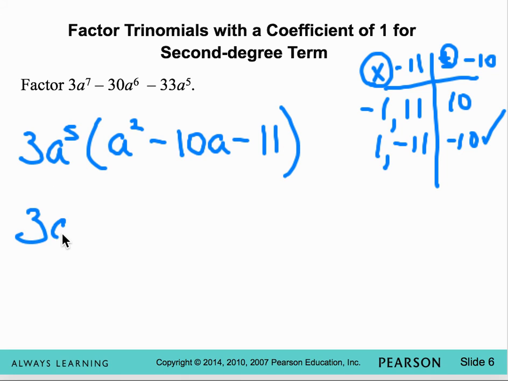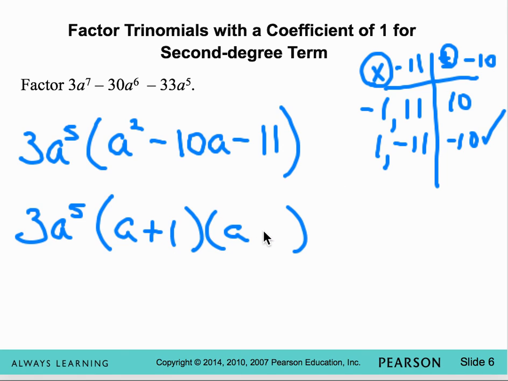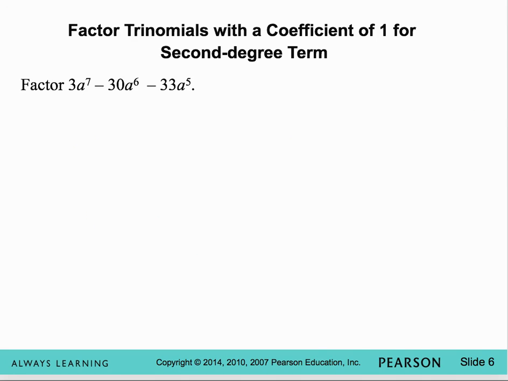Now don't forget this factor. That's just 2 factors we've already found. I know it's going to be an a and an a. And here's my 2 numbers. Plus 1, minus 11. Awesome. All right. Go have fun.